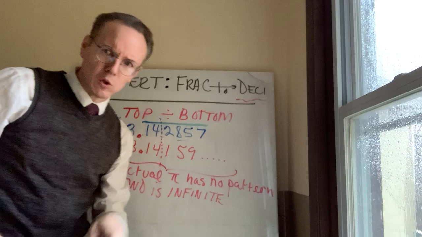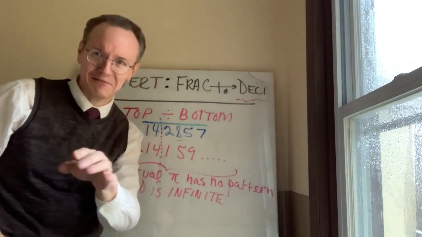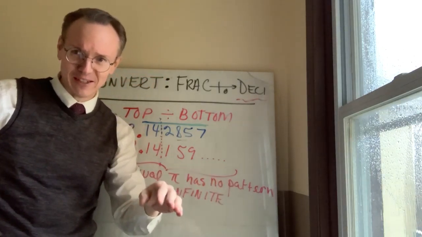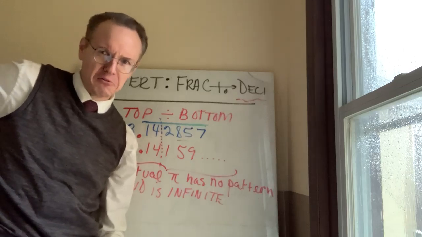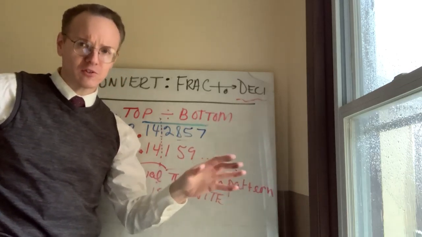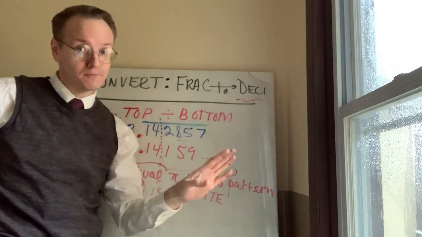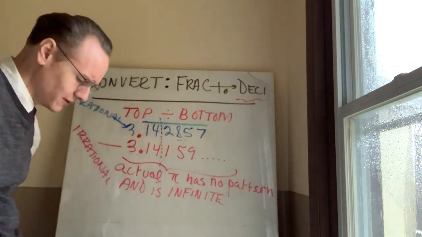Anyhow, don't lie to your students. When you teach kids who are, you know, 8 years old, right? Don't go, hey, 22 over 7 is pi. No, just tell them it's very close. Right? Just very, very close.